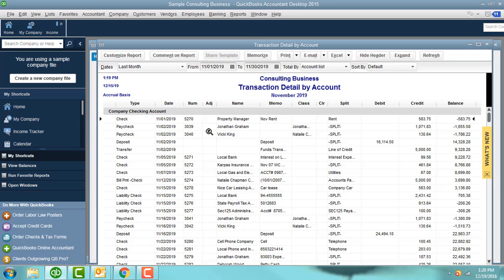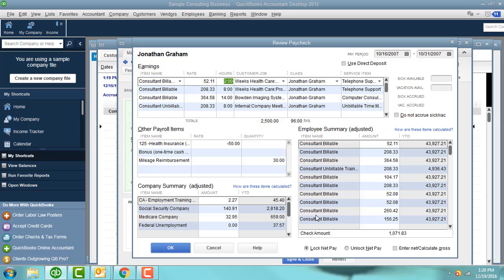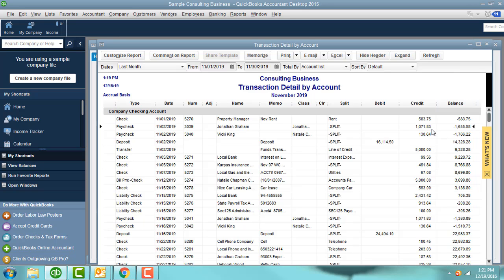All right, then you got this check, a paycheck to this Jonathan Graham. You click on that. You can see his wages, his taxes withheld. You can even scroll and see all the detail. Very complicated. Don't even look at that. That's too complicated. All right, so we got a paycheck in there. You got another check to this Vicky, a small paycheck, a deposit.